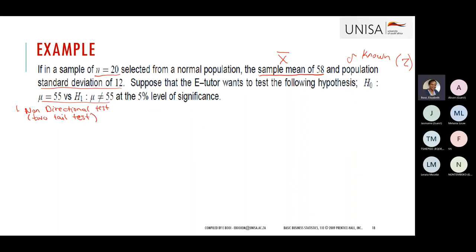It is a two tail test. Therefore, when I find the region of rejection, there will be two values that I'm going to use to reject. Or if I need to find the p-value, we're going to use this to find the p-value. How am I going to find the p-value using that? We're going to check that just now.